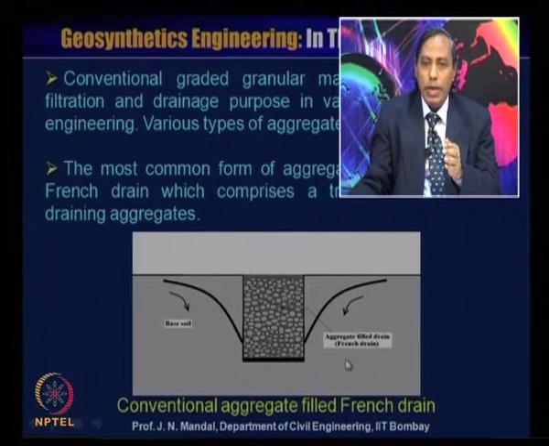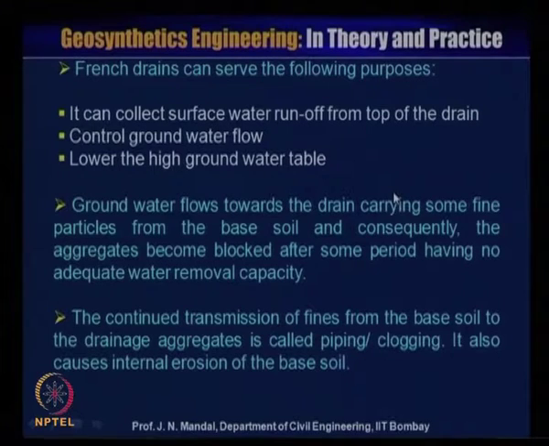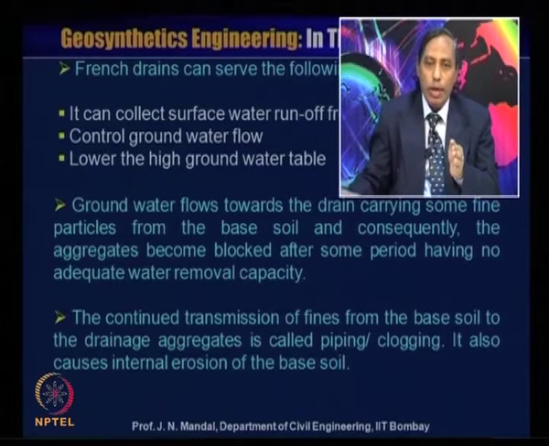So, this is the conventional aggregate filled trench drain we generally use. Now, a French drain can serve the following purposes. It can collect the surface water running off from the top of the drain, control the groundwater flow, and lower the high groundwater table. Groundwater flows towards the drain carrying some fine particles from the base soil, and consequently the aggregate becomes blocked after some period, having no adequate water removal capacity.